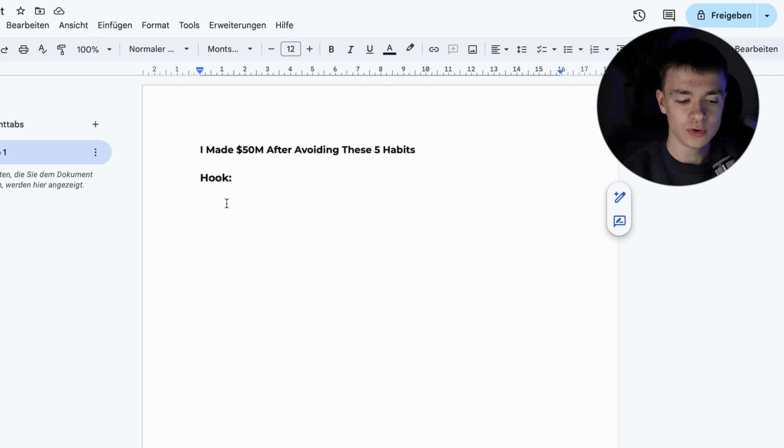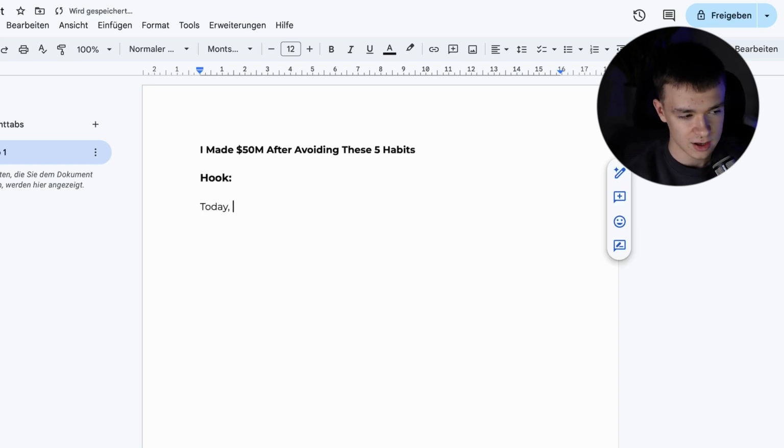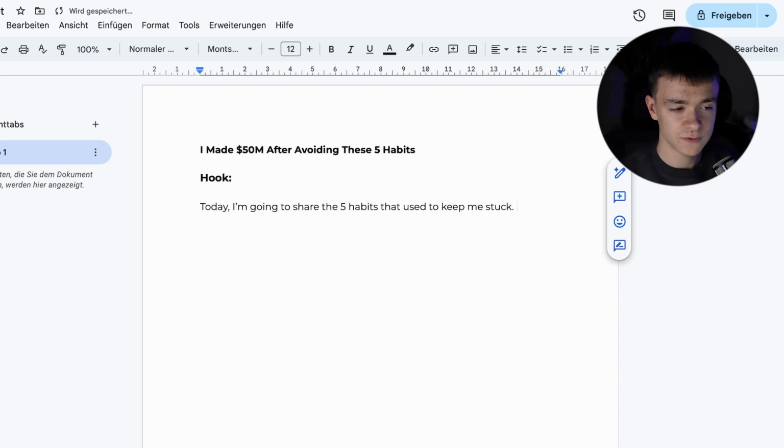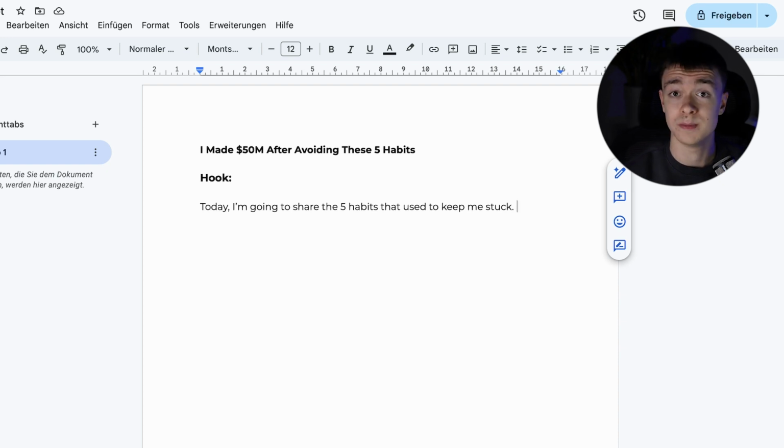And now how we will start the hook is by using a statement and kind of like a story hook and a story first sentence. So we will write just simply, today I'm going to share the 5 habits that used to keep me stuck. Quite simple first sentence, but it works. It's basically like a statement. Today I'm going to share the 5 habits that used to keep me stuck.